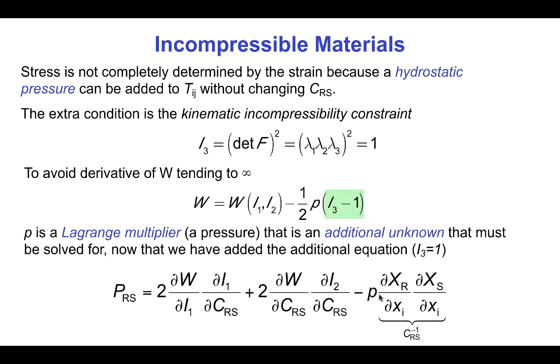So this formulation allows us to enforce the constraint that I3 equals 1 and introduce a new variable, which is the unknown hydrostatic pressure, that is needed to account for the fact that we have an additional constraint. And then we can use our other equations to solve for this hydrostatic pressure, given that we've made use of our incompressibility constraint to constrain the strains.